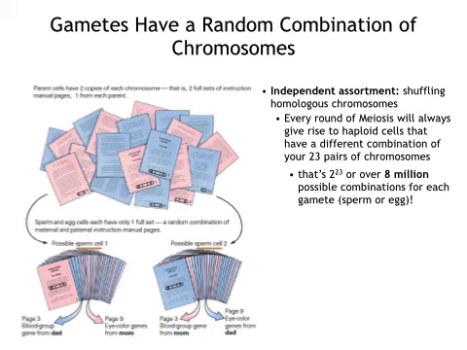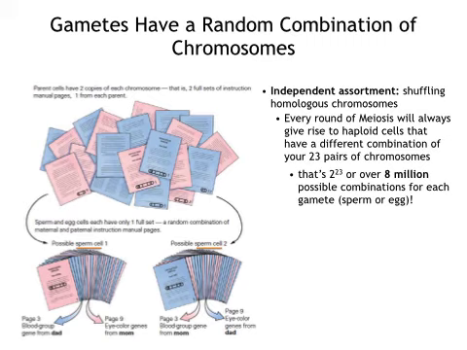So what the 8 million possible combinations of chromosomes mean is that you could make 8 million gametes and no two would be the same, right? No two would have the same combination of chromosome 1 through 23 from your mom and dad. So right now we're just talking about making gametes, either sperm or egg.